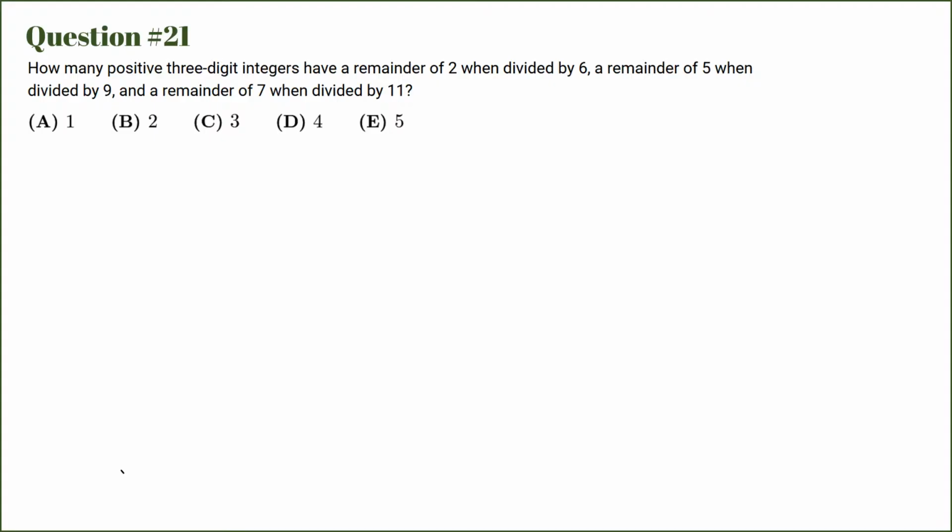Question 21 states, how many positive three-digit integers have a remainder of 2 when divided by 6, a remainder of 5 when divided by 9, and a remainder of 7 when divided by 11?